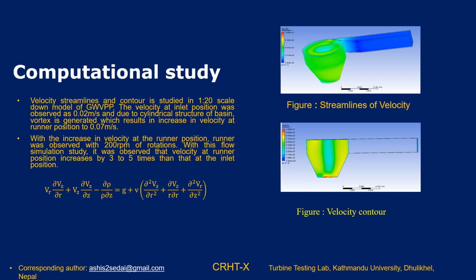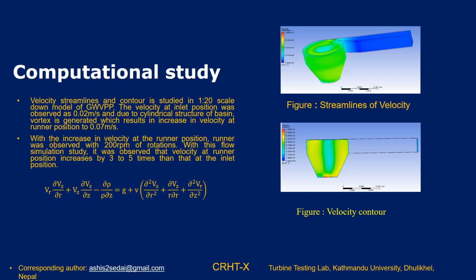runner position. So it was found that in the computational study of the 1 to 20 scale-down model of the gravitational water vortex power plant, the velocity at the inlet was found to be 0.02 meter per second, and the velocity at the runner position was found to be 0.07 meter per second. This helps us understand that the velocity from the inlet to the runner position increases by 3 to 5 times because of the vortex generated due to the basin structure. So for this scale of the model, we found that the velocity increases by 3 to 5 times.